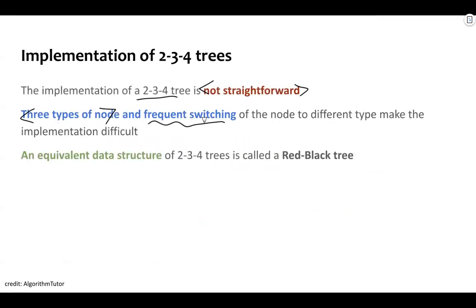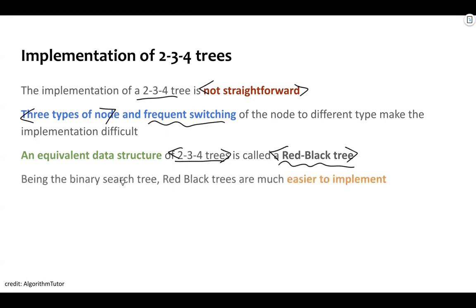And an equivalent data structure of 2, 3, 4 trees is called a red-black tree. Because 2, 3, 4 trees are very difficult to implement, computer scientists invented an equivalent red-black tree, and they are going to use red-black trees instead of 2, 3, 4 trees.